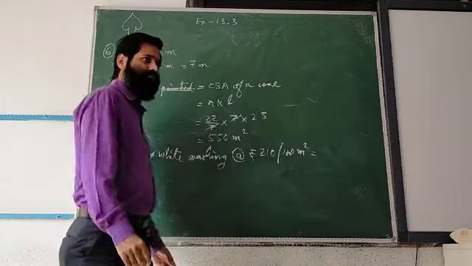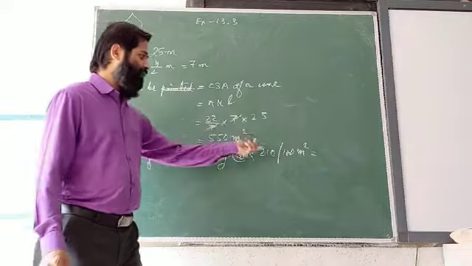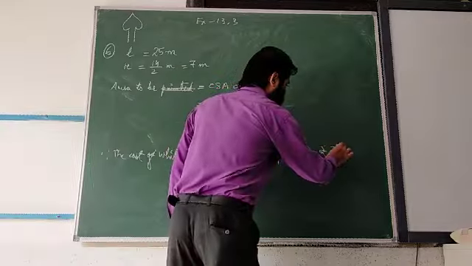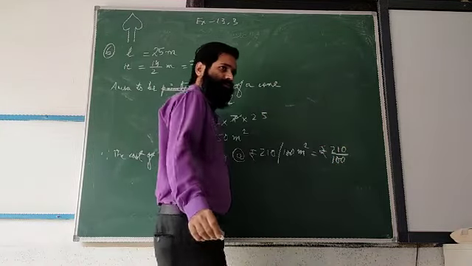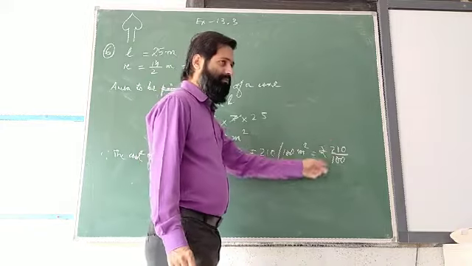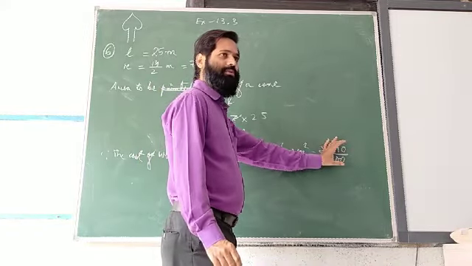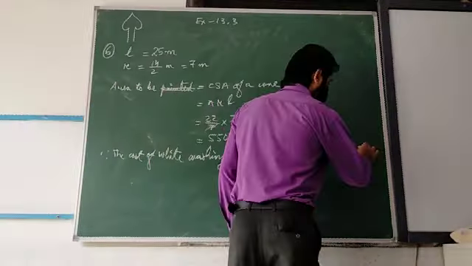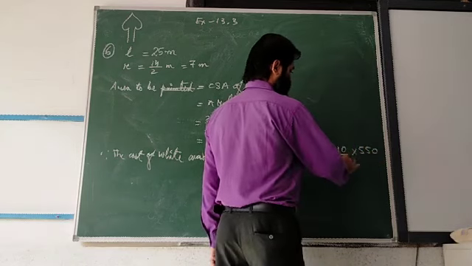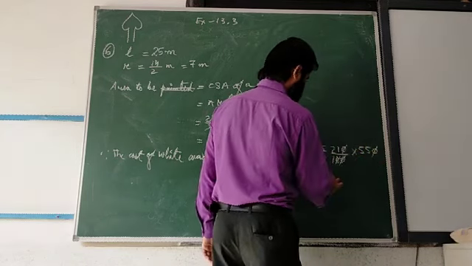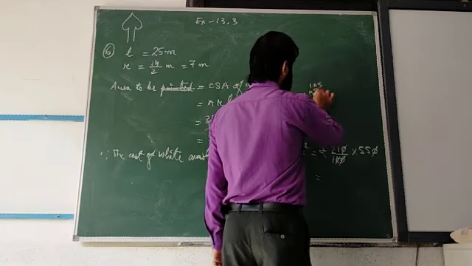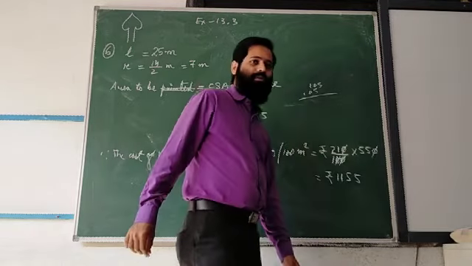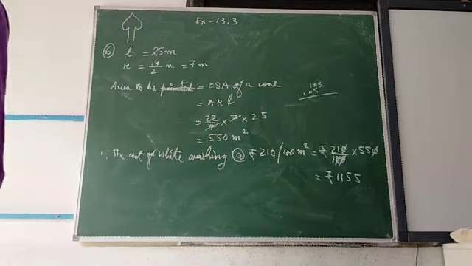So per 100 meter square we need to pay this much. So for 1 meter square how much do we need to pay? We can say 210 by 100. This much money we need to pay for 1 meter square. How many meter square need to be colored? 550 into 210 by 100. Are you getting my point or not? Now this one, 105, 105, so 1155. Correct? Yes, sir. So this is the answer, 1155.